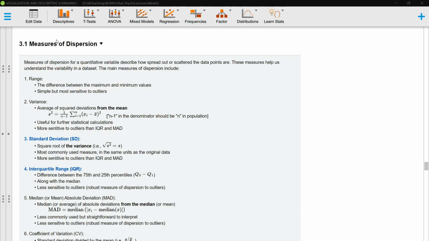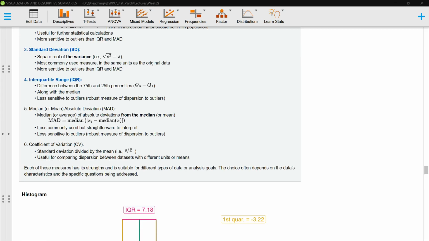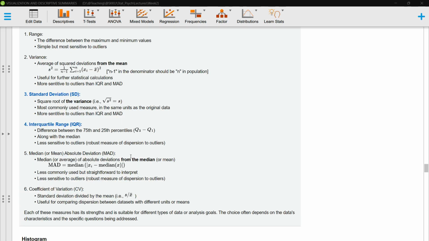Measures of dispersion for a quantitative variable describe how spread out or scattered the data points are. These measures help us understand the variability in a data set. The main measures of dispersion include the range, variance, standard deviation, interquartile range, median absolute deviation, and coefficient of variation. We introduced the six different measures of dispersion.